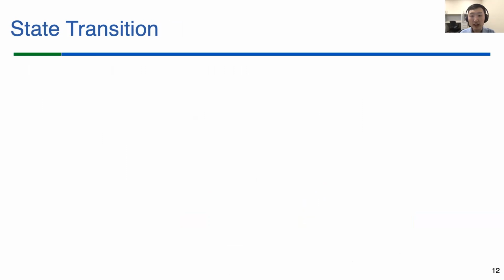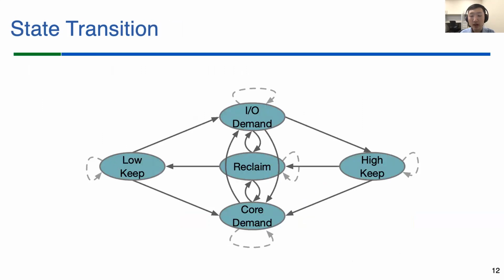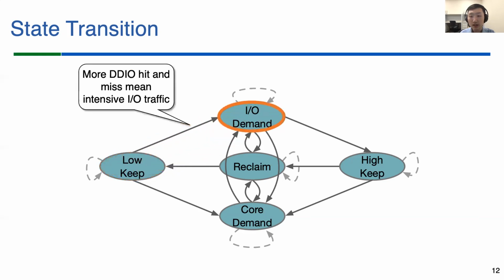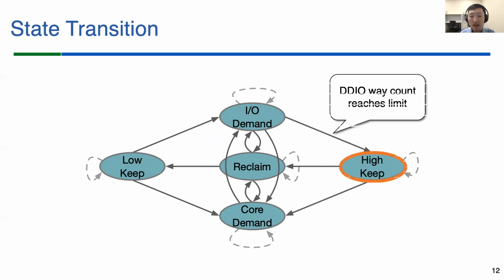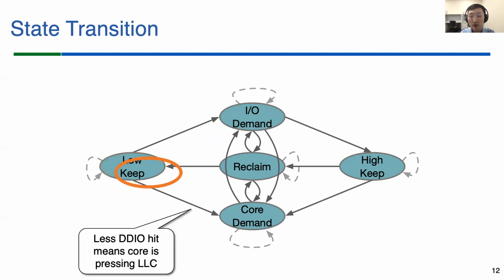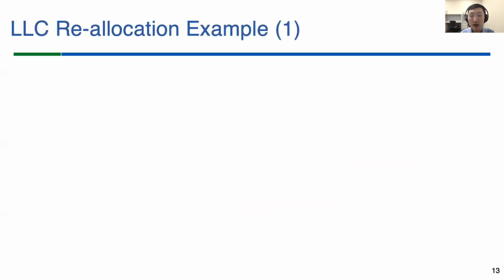The core of IAT is a finite state machine. As shown in this diagram, it has 5 states. At initialization, IAT always starts from the low keep state. When it detects more DDIO hit and miss, it knows that I/O traffic is more intensive and thus moves to the I/O demand state, and will add one more LLC way to DDIO per iteration until the ways reach an upper bound. On the other hand, if it sees more DDIO miss and fewer hit, it knows that the core is pressing the LLC. As a result, it transits to the core demand state and will add more LLC ways for the corresponding cores. To illustrate how IAT reallocates LLC, we use 2 examples.